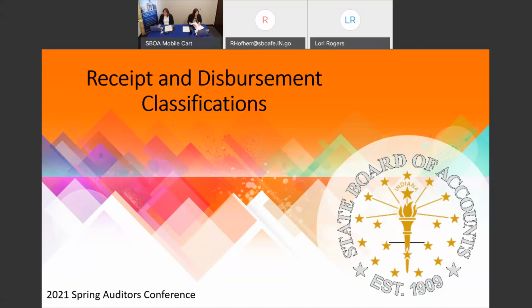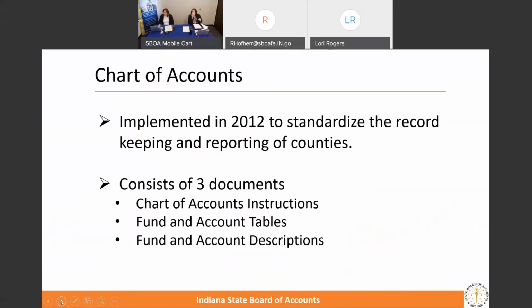So one of the things we want to talk about today is receipt and disbursement classifications. This is really key when we're moving to put the financial statements together. So to begin, oh, sorry, I can't move it forward. There we go. We're going to start with the chart of accounts, which hopefully everyone is aware of and is using.